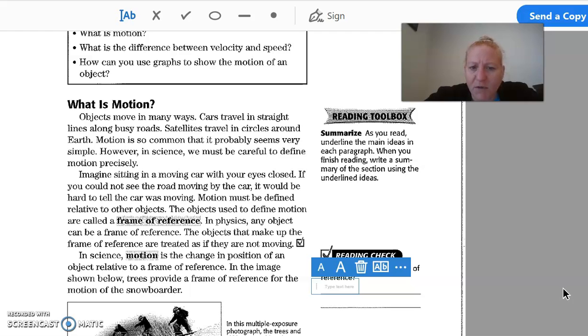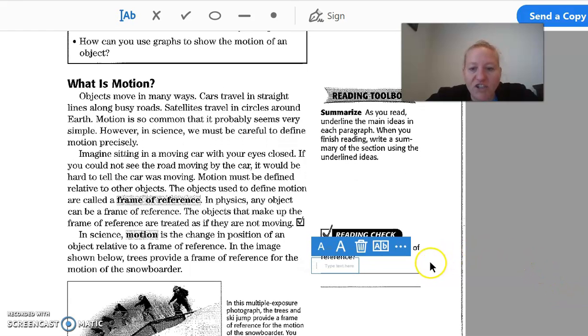Imagine sitting in a moving car with your eyes closed. If you could not see the road moving by the car, it would be hard to tell the car was moving. Motion must be defined relative to other objects. The objects used to define motion are called a frame of reference. In physics, any object can be a frame of reference. The objects that make up the frame of reference are treated as if they are not moving.